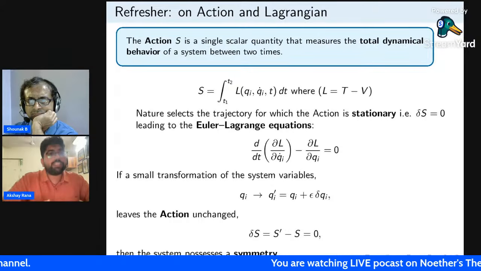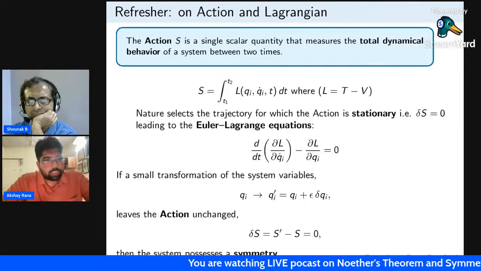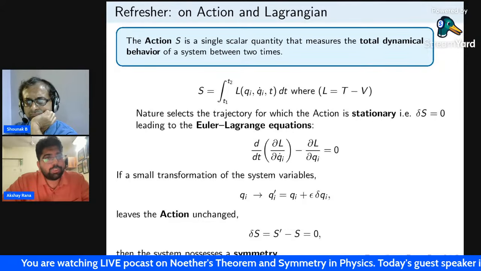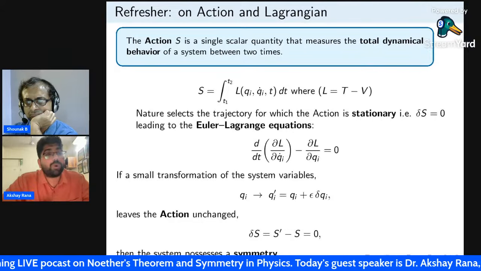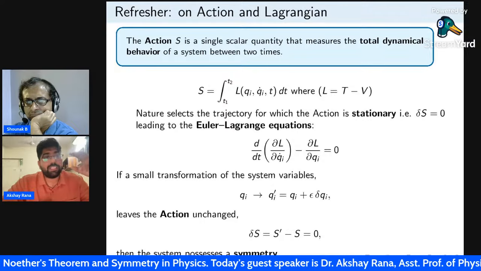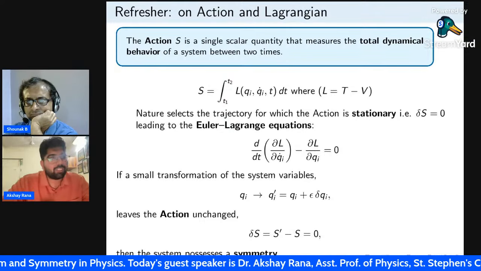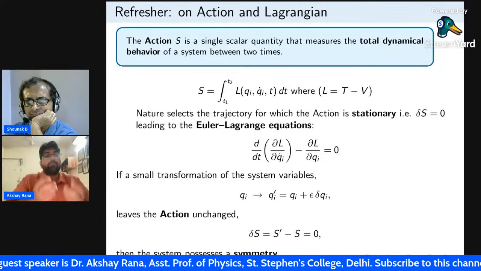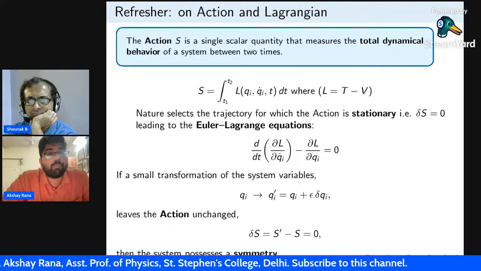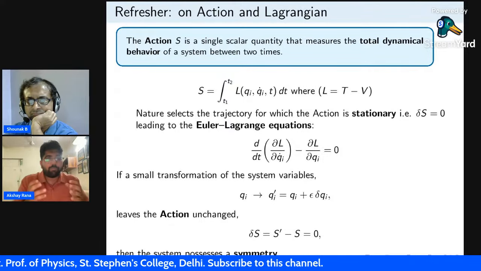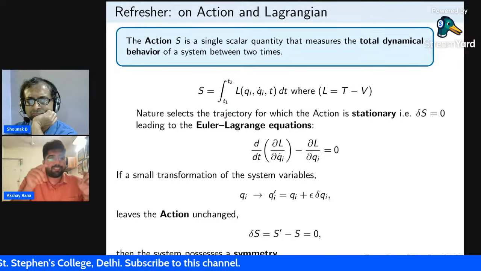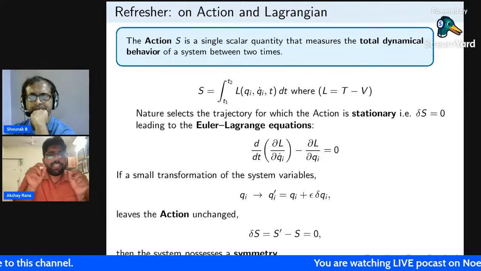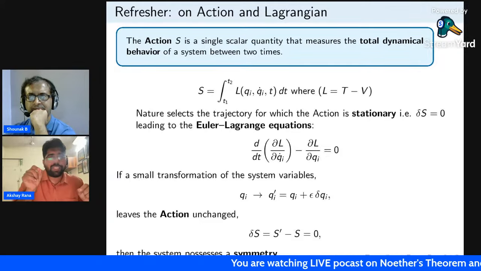And nature does the same thing. It puts a score on all the paths, and then eventually chooses the path which is the most optimum. Most optimum doesn't mean that it's going to be the least time or the least distance. The path which is overall the most optimum is the most convenient path. And for the most convenient path, we want that when you make a slight change to this particular term S, this variation, it should not change.